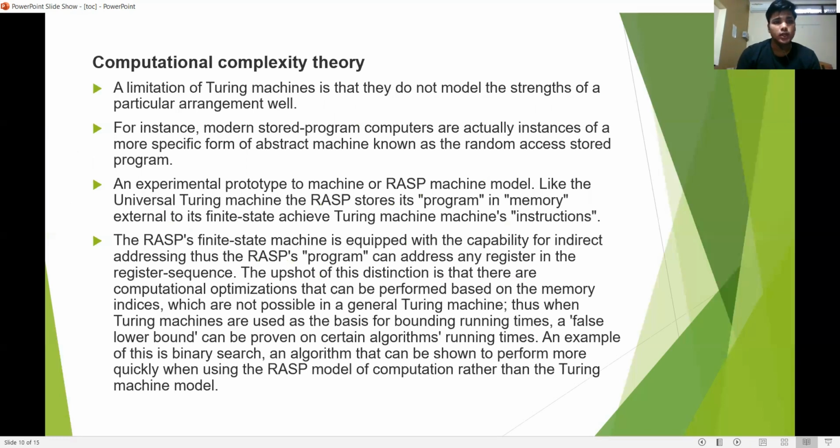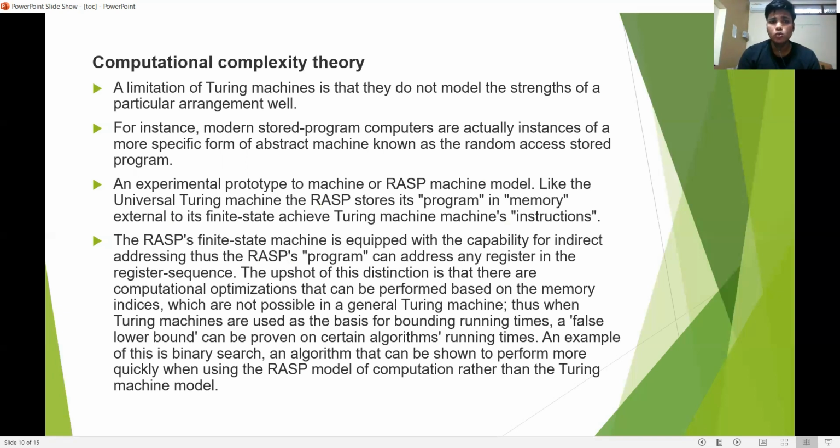Computational complexity theory. A limitation of Turing machines is that they do not model the strengths of a particular arrangement well. For instance, modern stored program computers are actually instances of a more specific form of abstract machine known as the random access stored program, or RASP machine model.